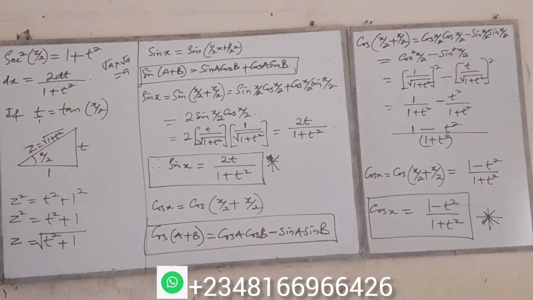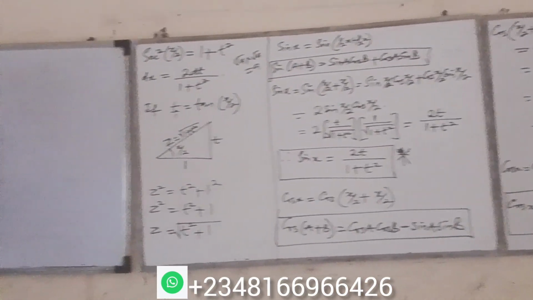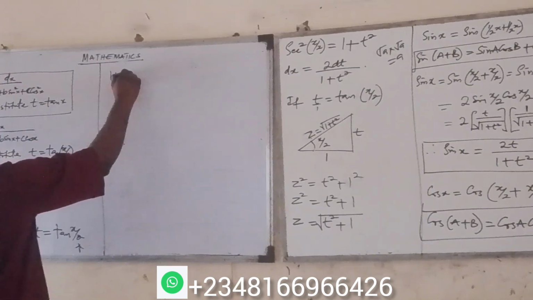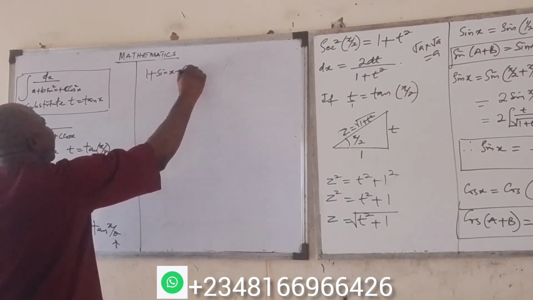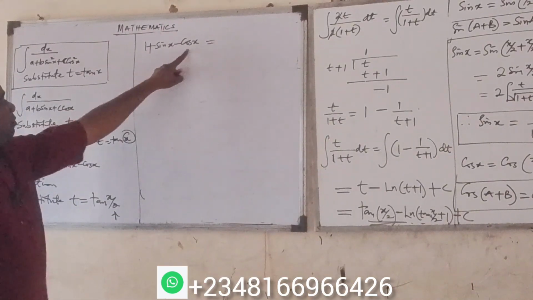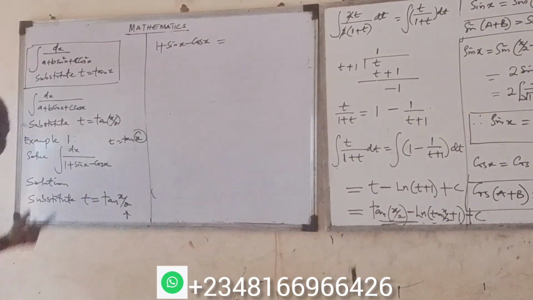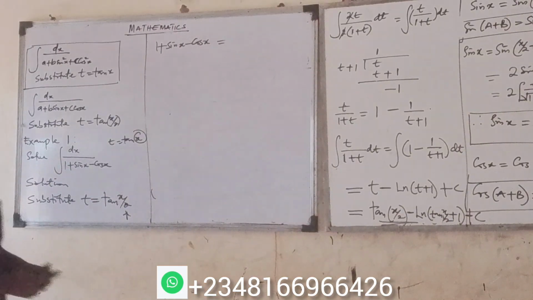So now, from the question, we are looking at 1 plus sine x minus cos x. Yes, 1 plus sine x minus cos x, that's what we have here. So now let's look at this.